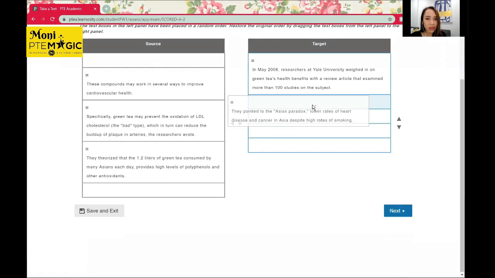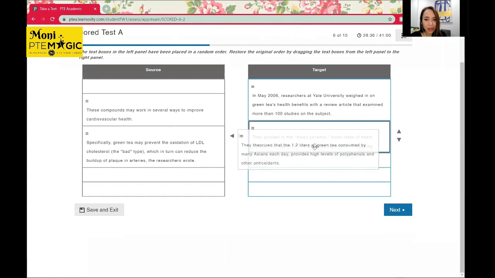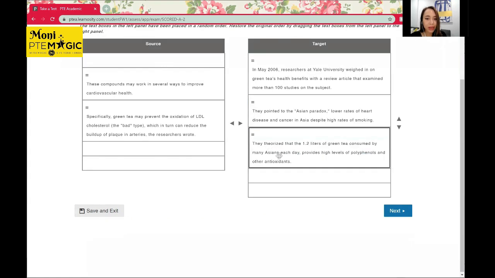Yeah, let's just put it here. As they pointed to the Asian paradox, lower rates of heart disease and cancer in Asia despite high rates of smoking. Okay, the next one should be this one here then. How they explain a bit more, they elaborate a bit further. They theorize that the 1.2 liters of green tea consumed by many Asians each day provides high levels of polyphenols and other antioxidants. Can you see here?